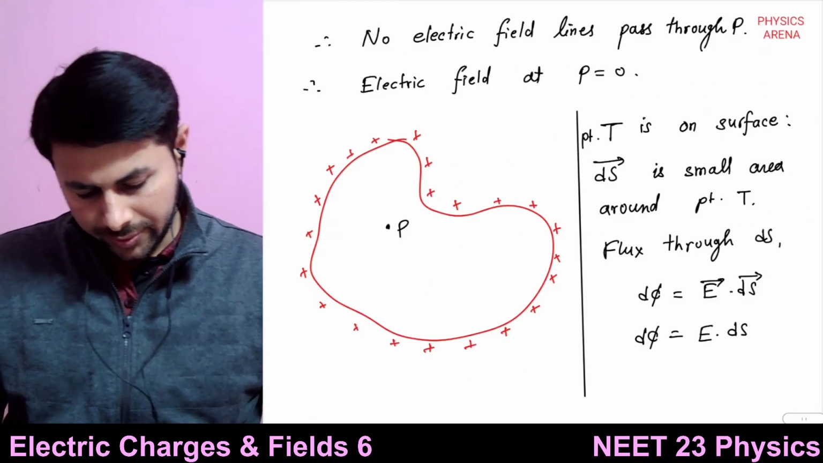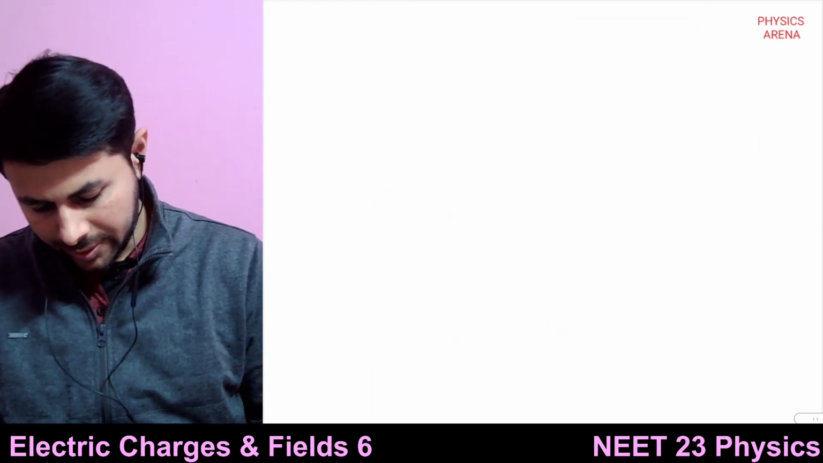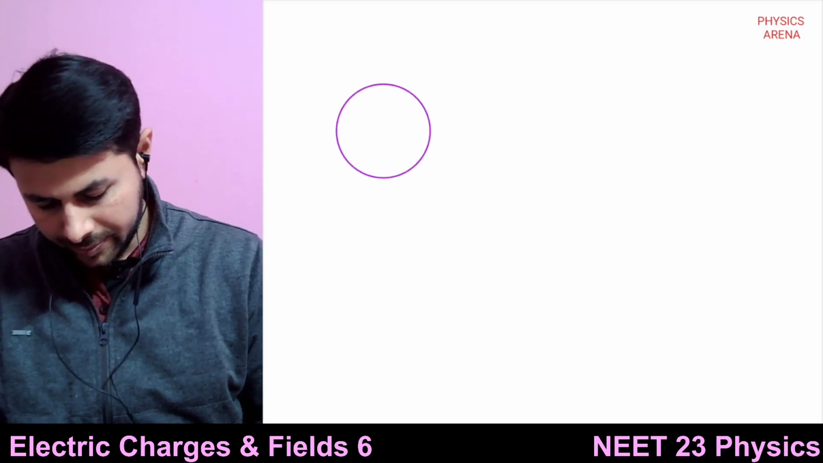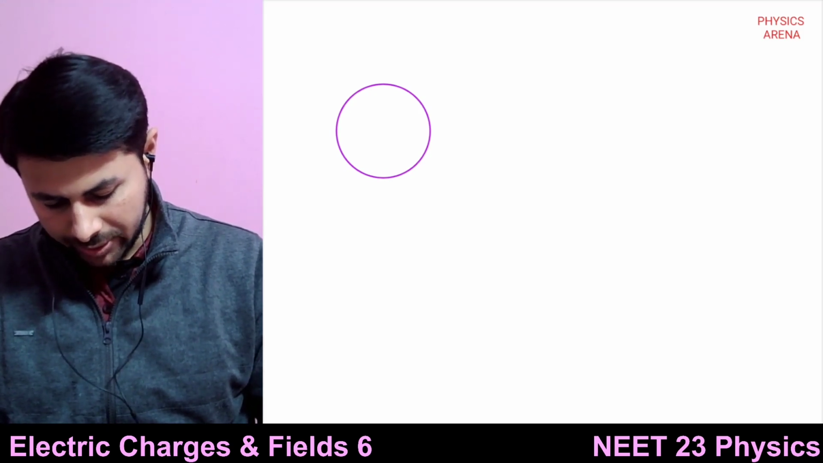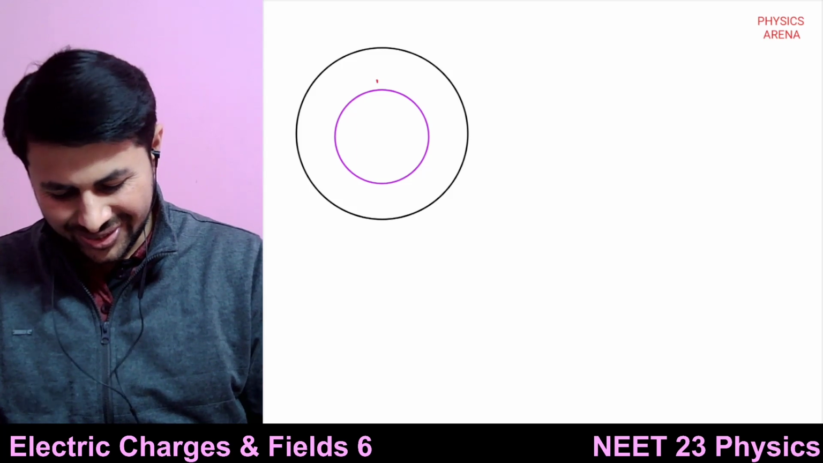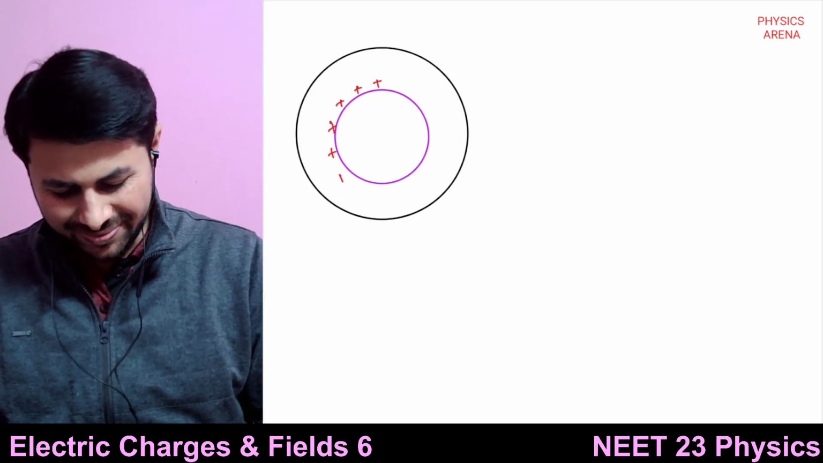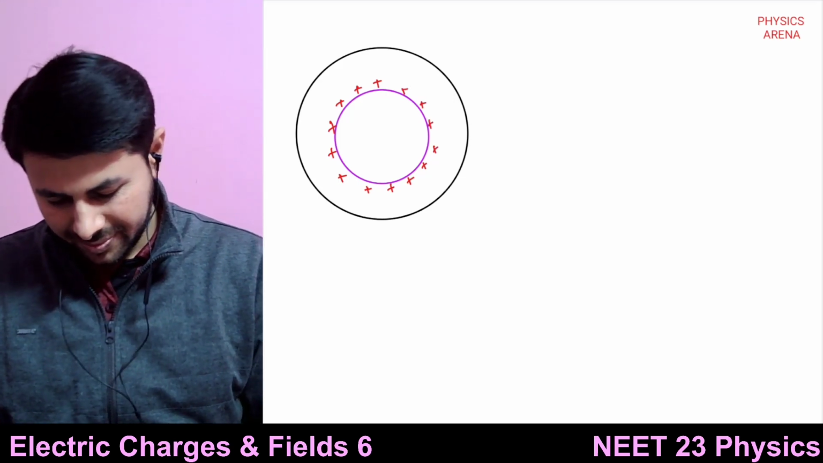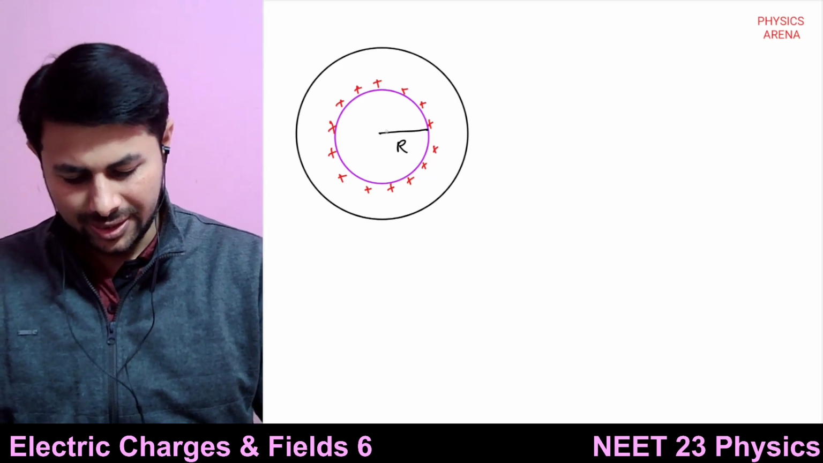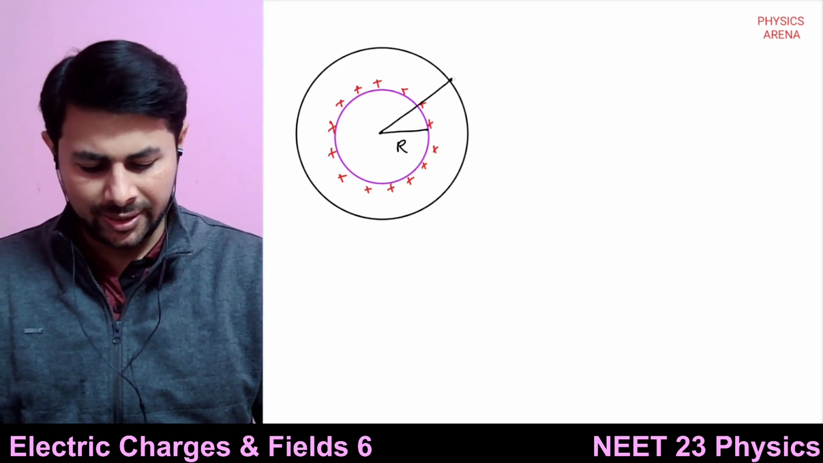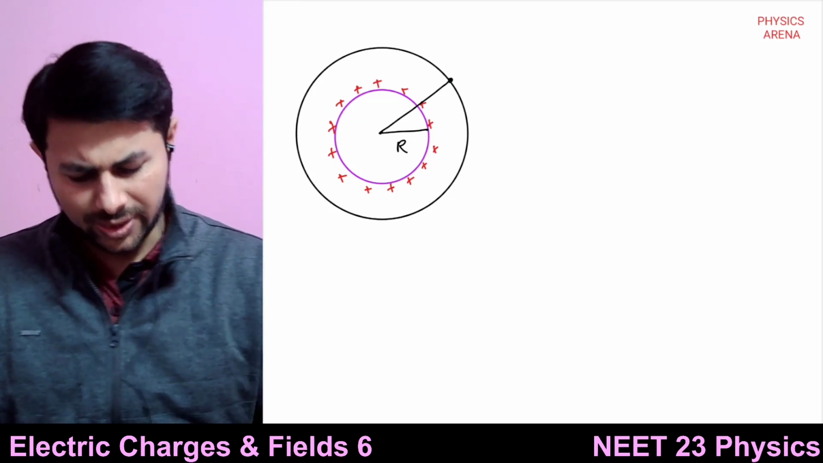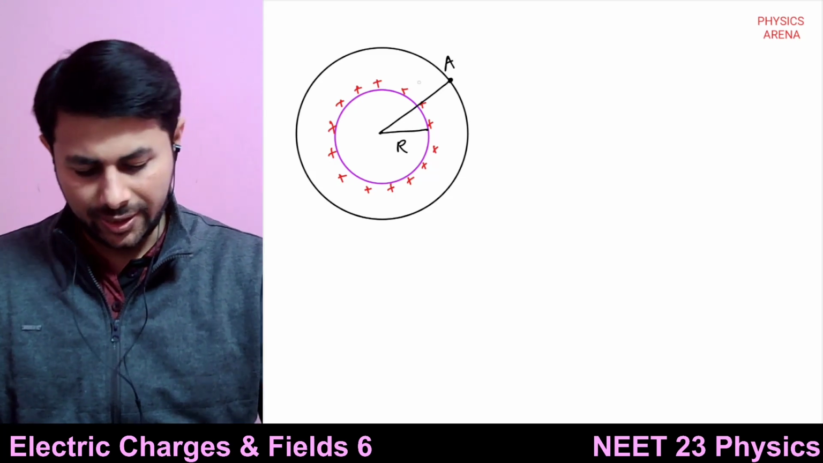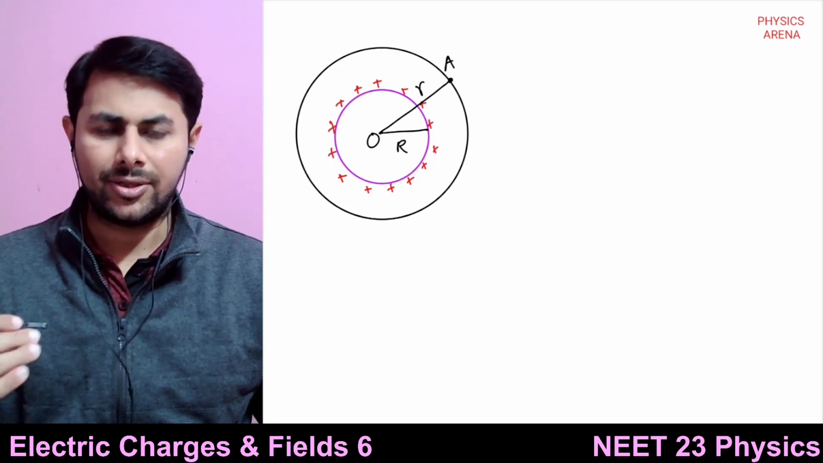Let me draw the shell again. So this is the shell, and now we will consider a point outside the shell. This is our shell, and the radius of the shell is r. Now I consider some point, let's call it A. So point A is outside the shell. It is at distance small r from the center of the shell.